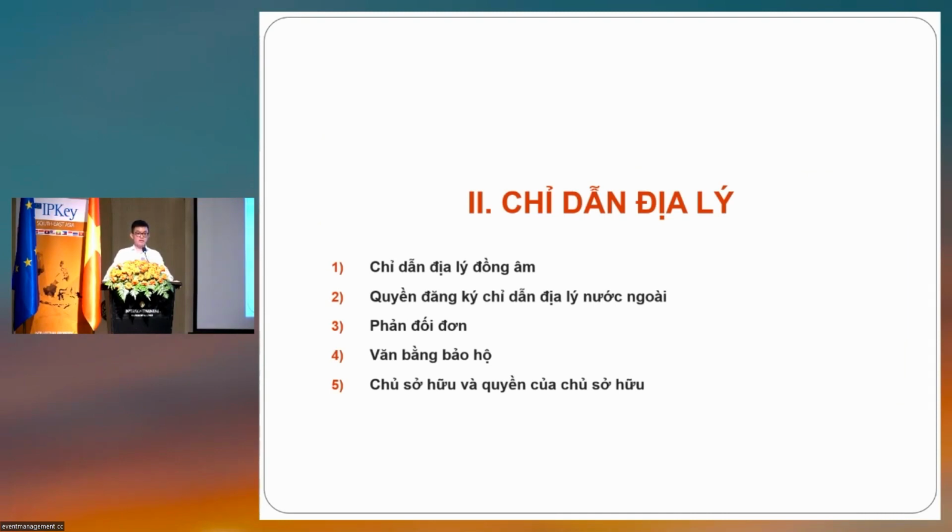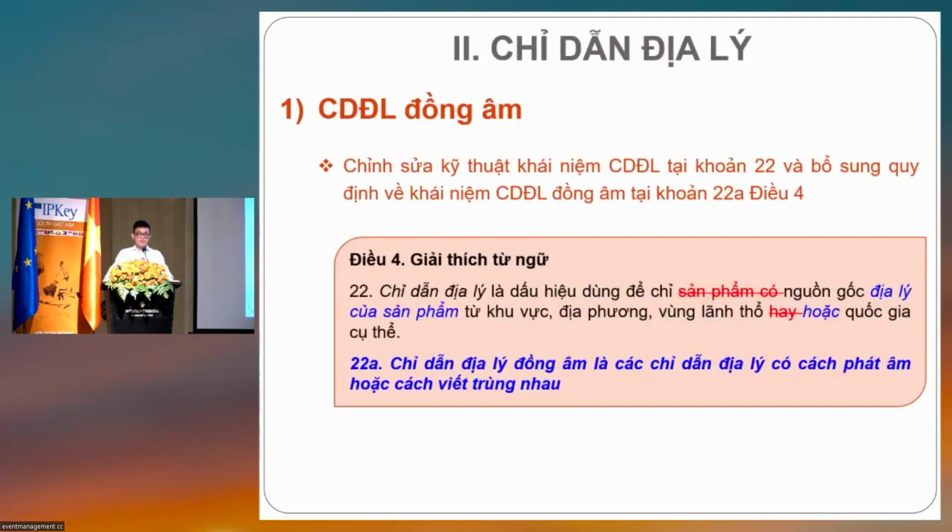Okay, my second part is about GI, geographical indication. There are five parts regarding GI. The first one is about homonyms, which we already talked about.